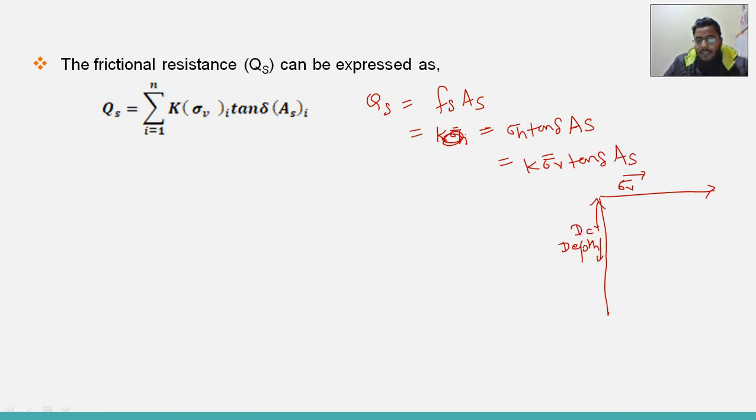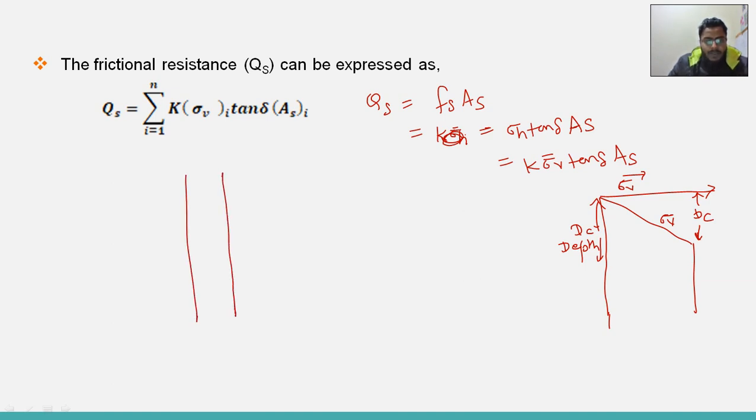From the top to a certain height DC, this is changing. And then again it is constant. So this depth is DC. So what we do, suppose this is a pile, we divide the pile into a number of layers and for each layer we calculate the frictional resistance, and then we add.